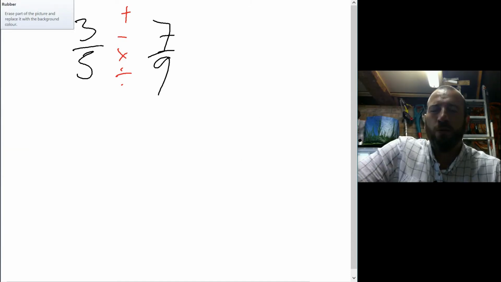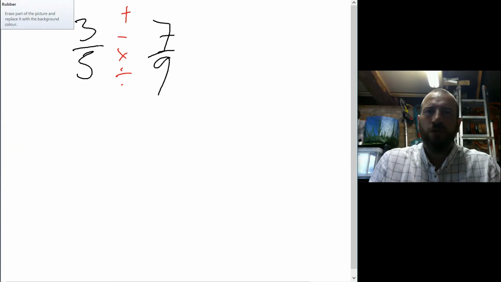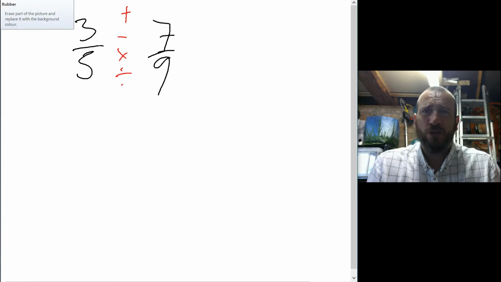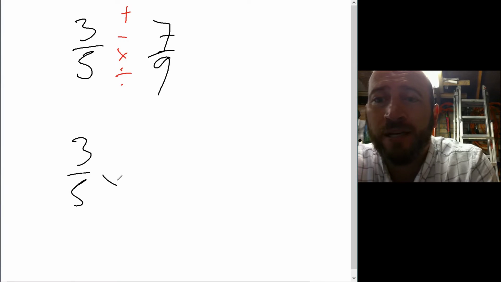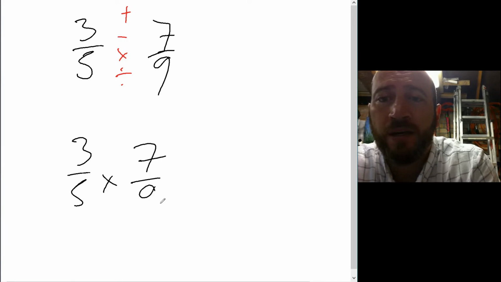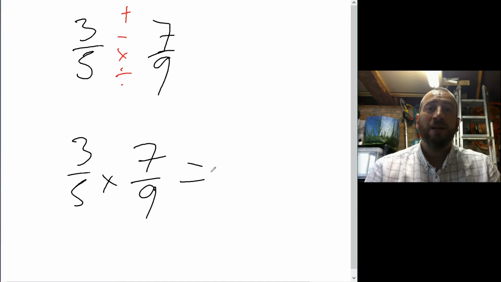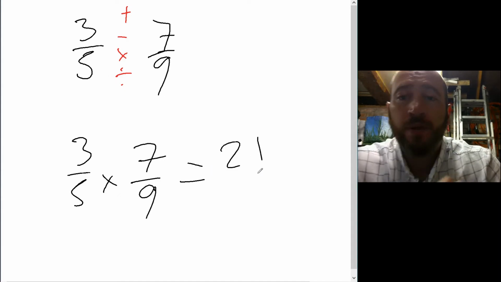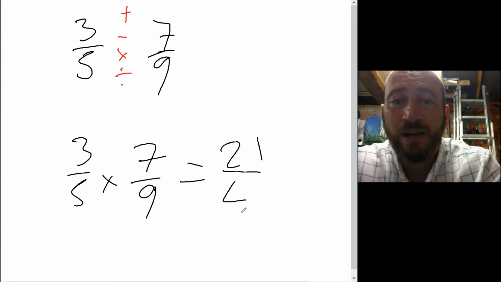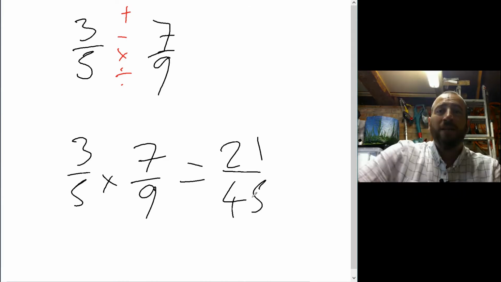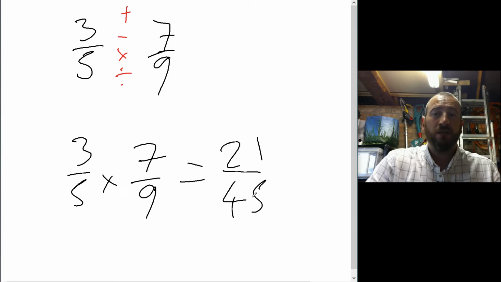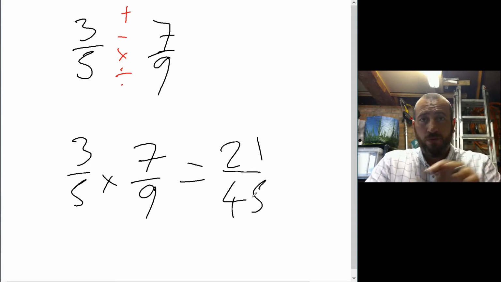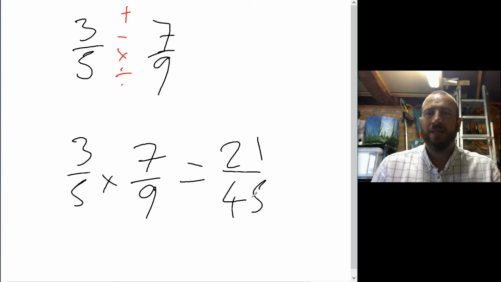Next bit. The easiest one of all the working with fractions to do is the times. We've got these two fractions, 3 over 5 times 7 over 9 equals 3 times 7 is 21, 5 times 9 is 45. And there you go. It's easy. There couldn't be anything more simple than multiplying fractions. Multiply the numerator, multiply the denominator. We get the right answer.